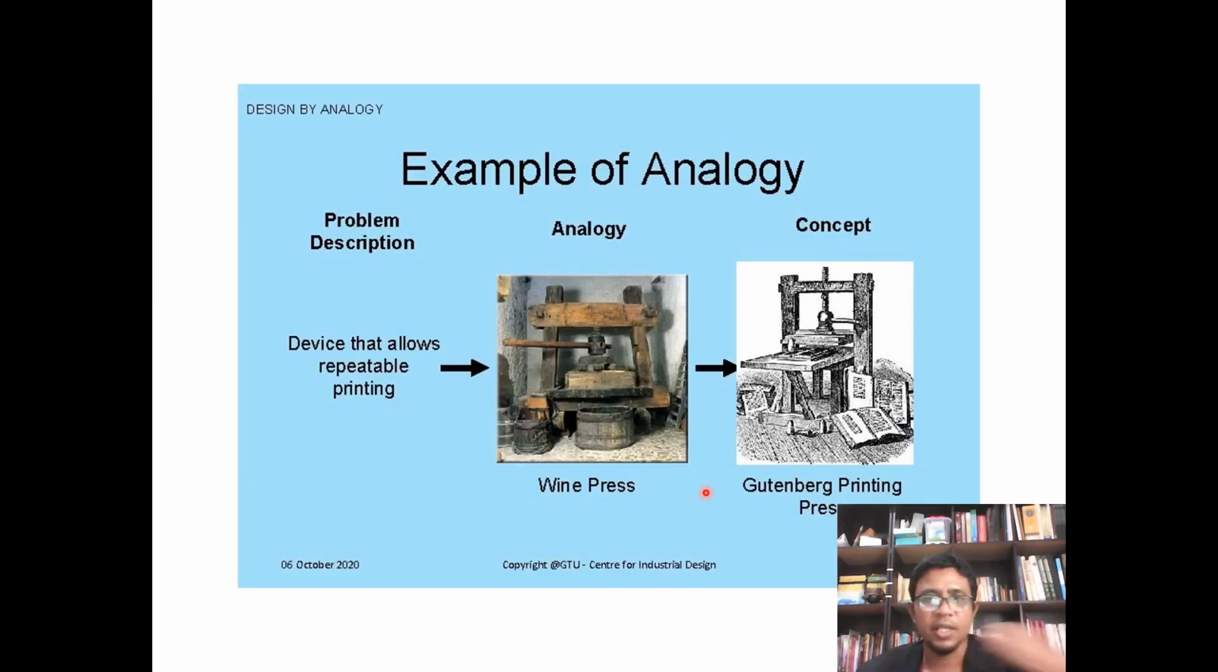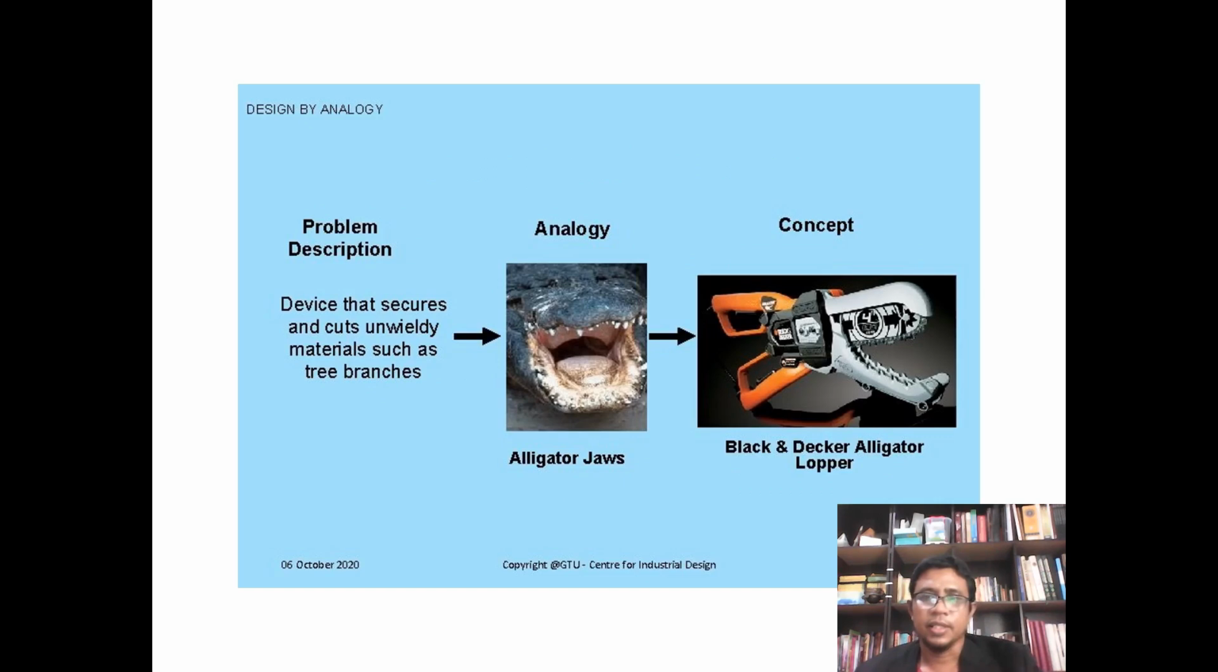This is another example of analogy. The Gutenberg printing press and the wine press are almost the same in terms of mechanism, so the wine press inspired the Gutenberg printing press. Another example is the Black & Decker alligator lopper, inspired by the alligator jaw. You can see the grip here is almost like an alligator jaw.